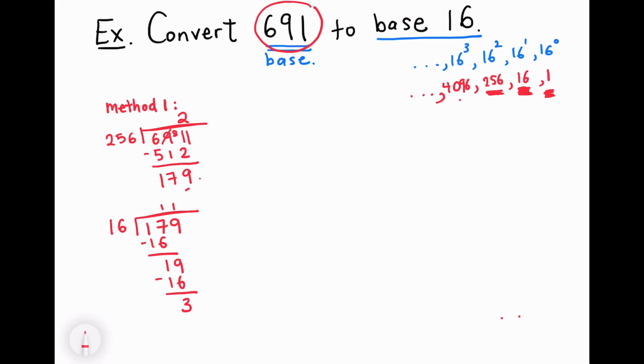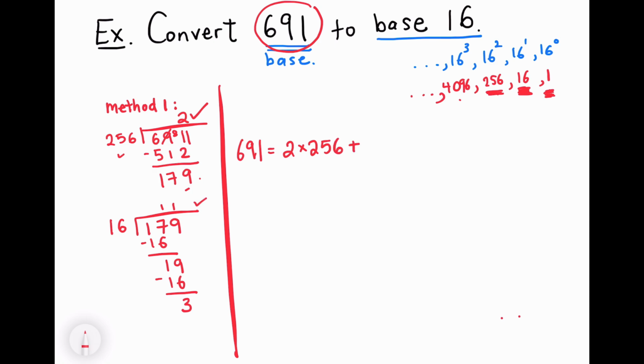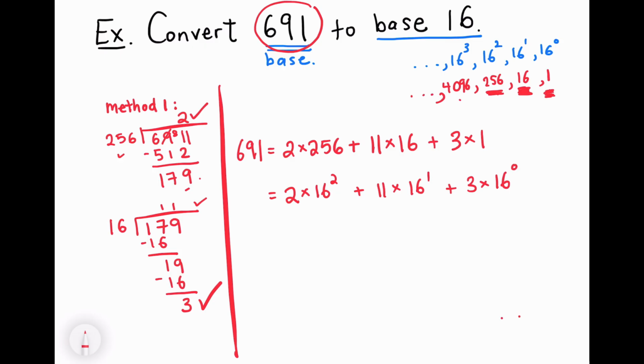So we're almost done. The work that I did shows me that 691 is equal to 2 times 256 plus 11 times 16 plus 3 times 1. I'm just going to rewrite that with the base 16 numbers: 2 times 16 squared plus 11 times 16 to the first power plus 3 times 16 to the 0th power. Now you can see how those place values fit in.